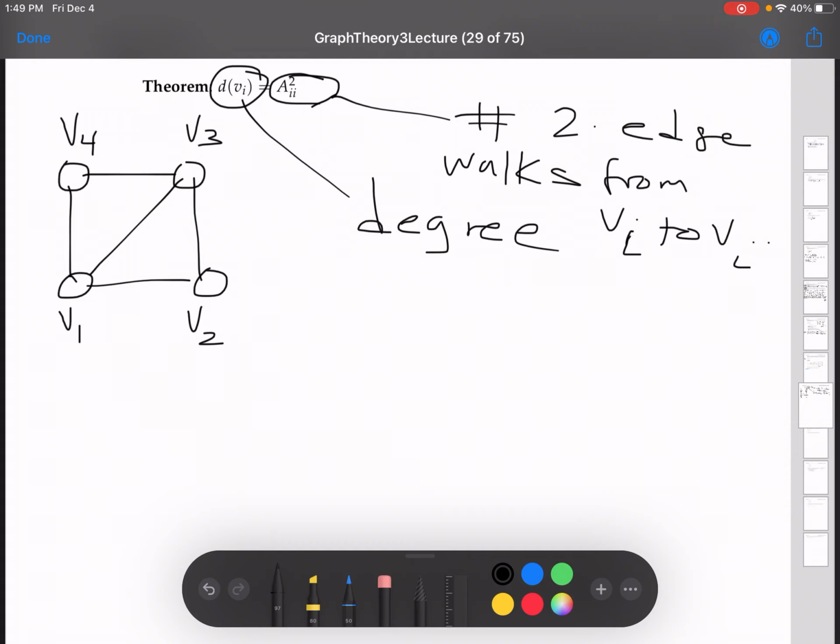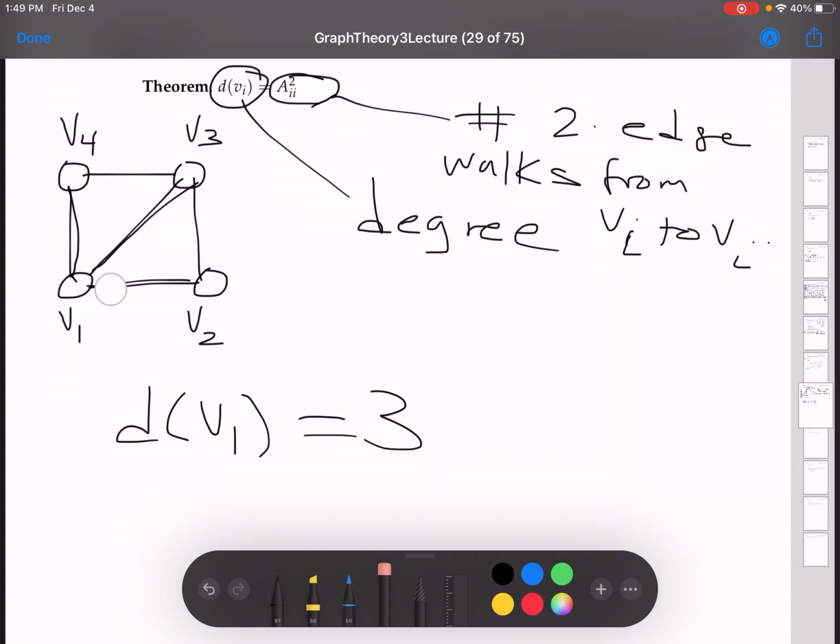All right, so let's start with this. Let's look at this graph we have here. What's the degree of V1? You can see that this is 1, 2, 3. That's 3. The degree is 3.